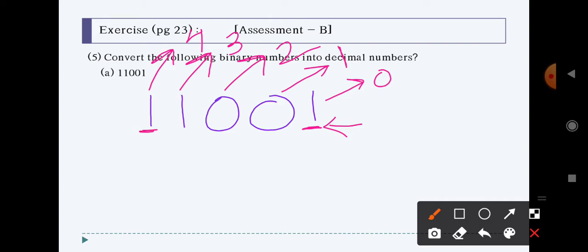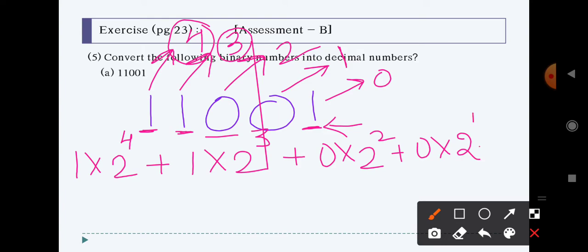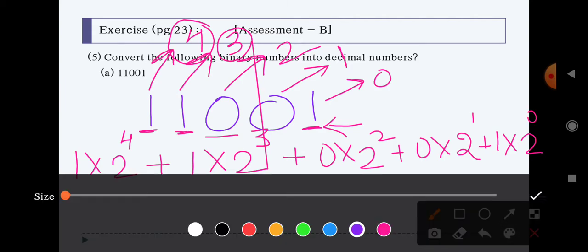See, this number is 1, so 1 into 2 to the power, what is the position? The position is 4, so 1 into 2 to the power 4. Fine. After that plus sign, then you have this 1 over here, so 1 into 2 to the power, what is the position? Position is 3. So that is why you write 3 over here. After that again plus, this 0 we have now, so 0 into 2 to the power, the position, that is 2. Again 0 into 2 to the power, the position is 1. Then lastly we have 1 into 2 to the power, the position, that is 0. Now solve this and let's see what answer we get.